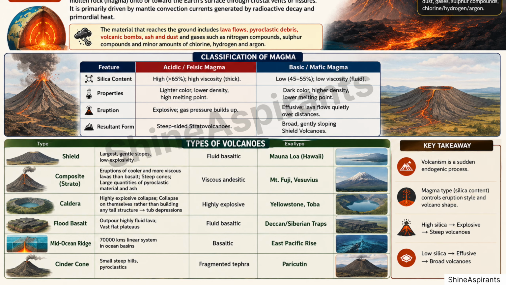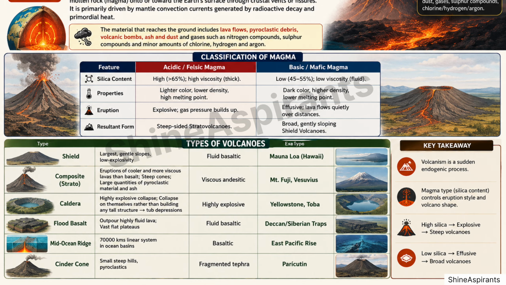The third type is the caldera volcano. These are among the most explosive volcanic systems. During a massive eruption, the magma chamber beneath the volcano empties rapidly, causing the volcanic structure to collapse inward and form a large depression called a caldera. Yellowstone in the United States and Lake Toba in Indonesia are famous examples.